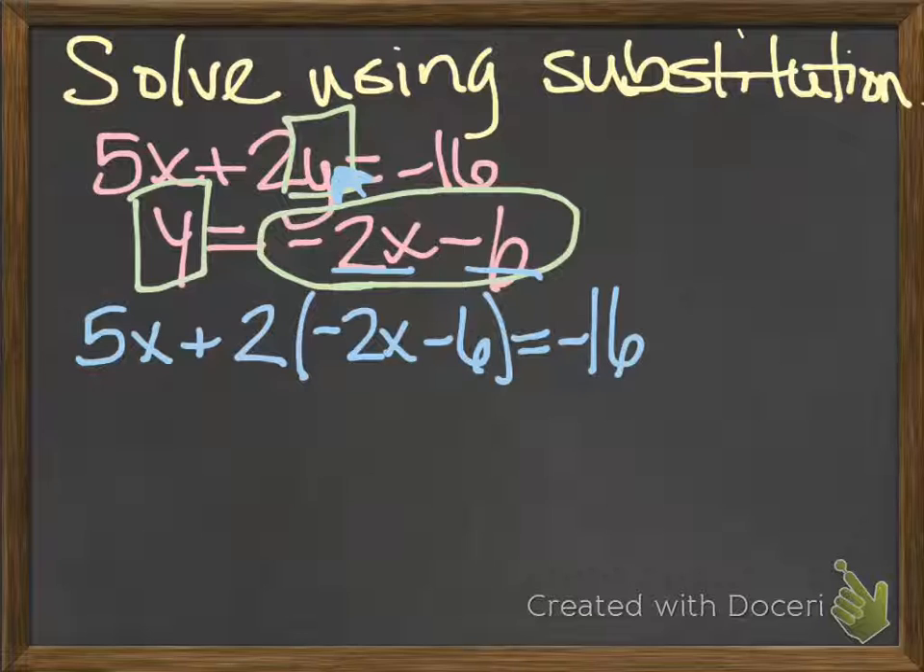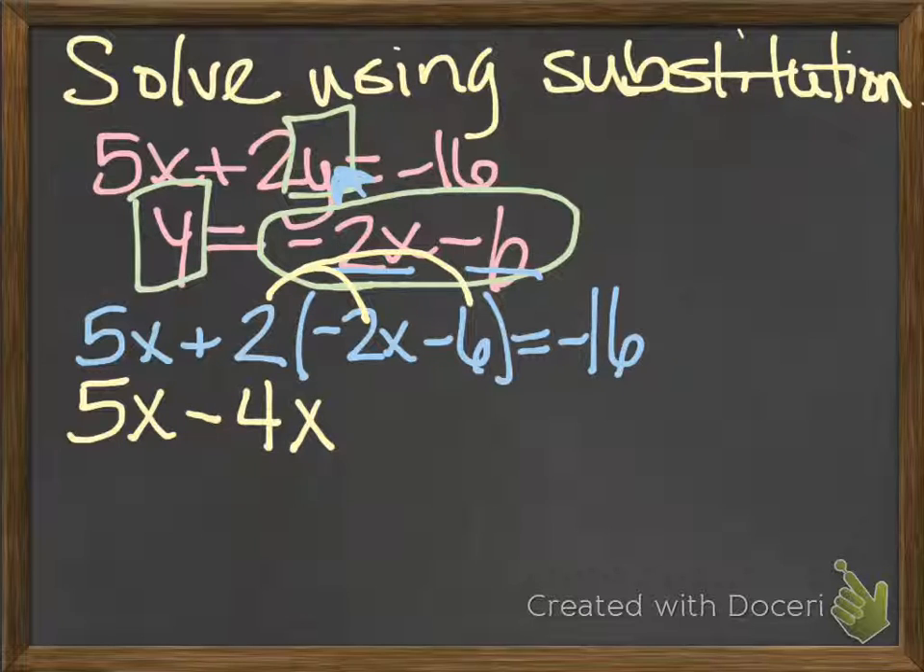So now, distribute, okay? We think back through our steps we learned at the beginning of the year. So we've got to distribute. 5x plus, well, 2 times a negative 2x. Let's see, that'd be a negative 4. Wouldn't we need a plus sign? We need a minus sign. So this would be a negative 4x. And then 2 times a negative 6 would give me negative 12 equals negative 16.